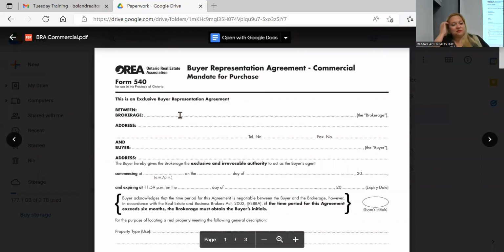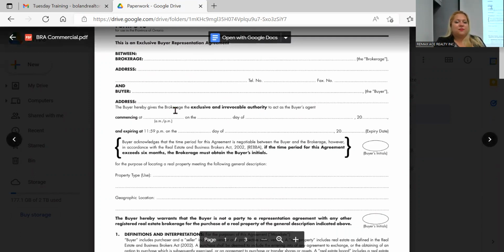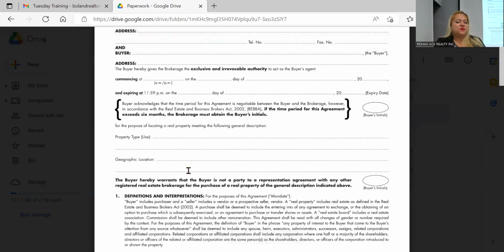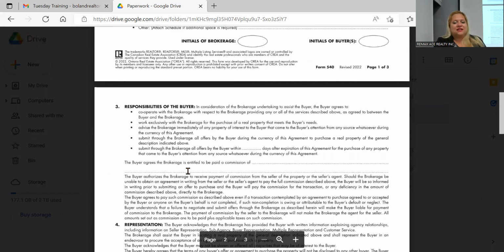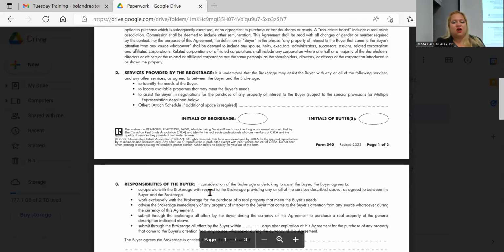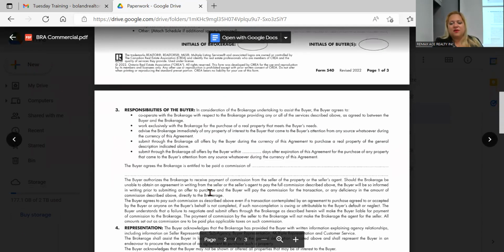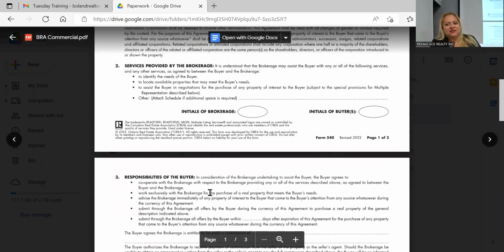Now the BRA looks the same too. It's just mandate for purchase for commercial clients. So it's just a commercially branded form that has most of the same information, right? Between the buyer and the brokerage, what the property type is, what the geographic location is. The trickiness lies in definitely what the commission is when you're filling it in. When they say if they purchase a property that's not on MLS or does not offer commission, what the commission is. Commissions are a lot different.